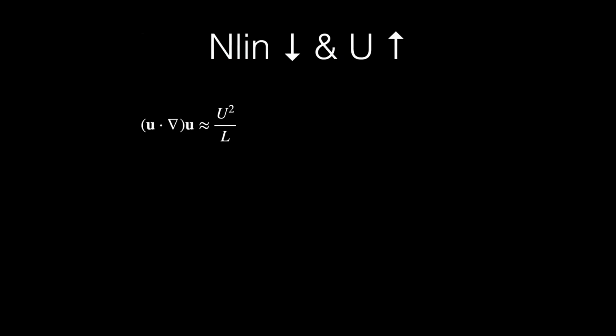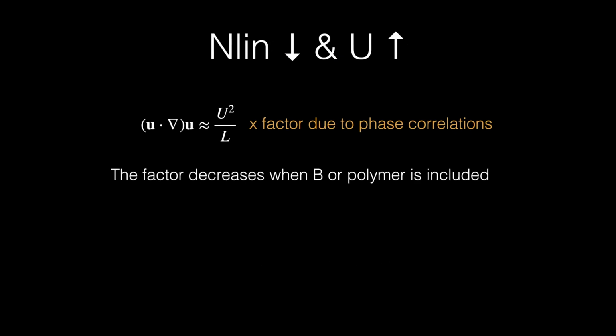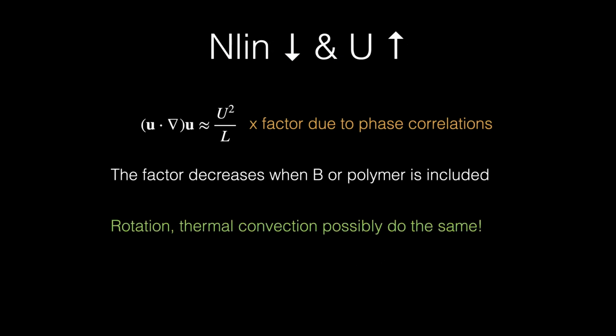Now I just want to flash this slide. The nonlinear term is decreasing, right? I just showed the flux is decreasing, but the mean flow is increasing. U, or U RMS, is increasing. So that looks surprising, but it's not so. Because U dot grad U is not just U squared by L. There's a factor which comes from phase correlations. So it's a kind of correlated flow with polymers and not so correlated with the magnetic field, and this factor is important, and this factor is what is causing drag reduction.